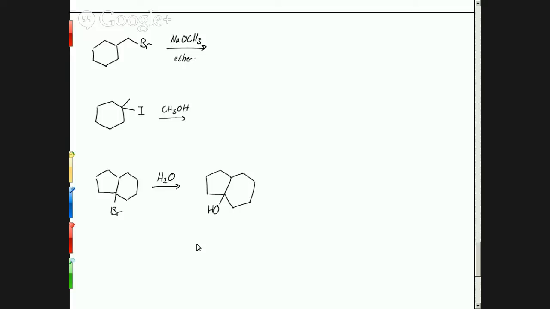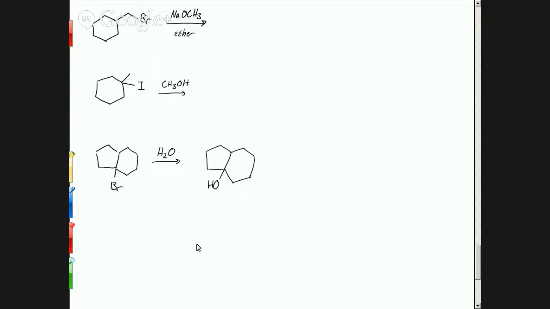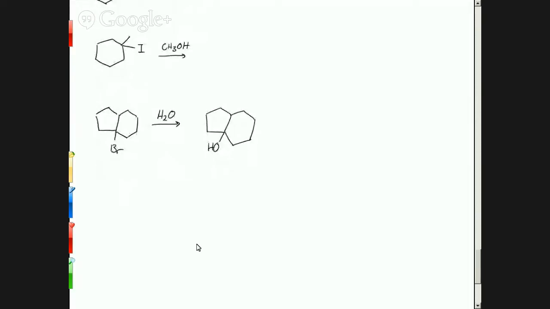Okay, how do you know that that's what happens? Let's look at that. To figure out what's going to happen, we need to follow a mechanism. But to know the mechanism, we have to decide if this is likely to be SN1 or SN2. So what kind of factors can we use to decide if this is going to be SN1 or SN2? What would we look at first?